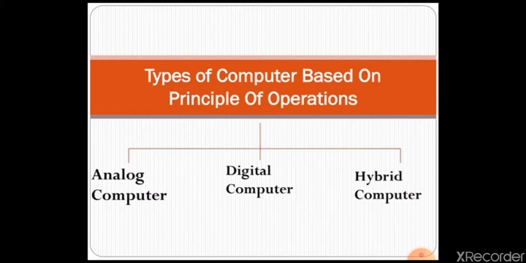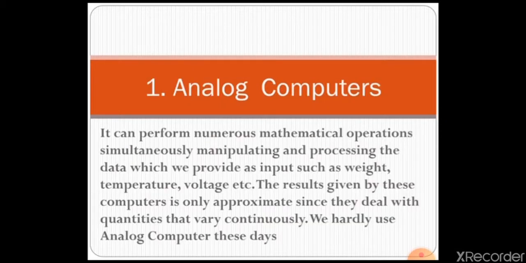First, types of computer based on principle of operation. It consists of three types of computer, and they are analog computer, digital computer, and hybrid computer. First, analog computer. If we talk about analog computer, it is basically used for mathematical operations.